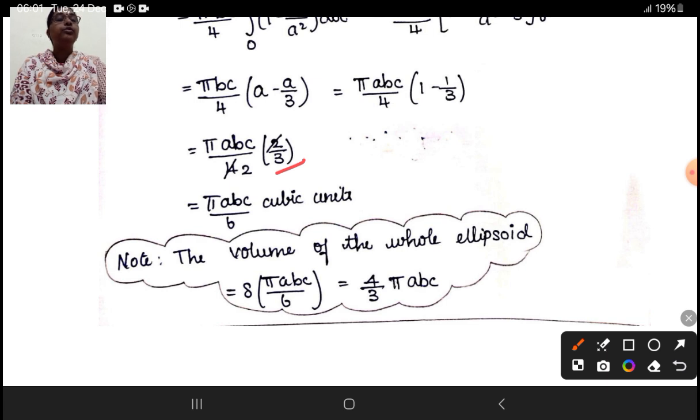Therefore, this is only for the first octant that we derived. For the whole ellipsoid, we multiply by 8. So multiplying 8 times, we get the volume of the ellipsoid as 4 by 3 pi abc. So this is the conclusion for this sum. Thank you.